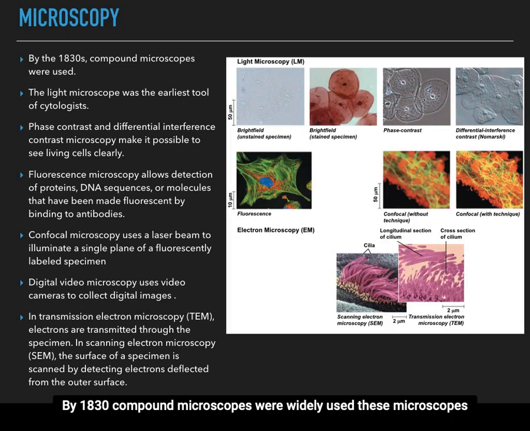By 1830, compound microscopes were widely used. These microscopes had two lenses. Both magnification and resolution were improved. Structures only 1 micrometer in size could be clearly seen. The light microscope was the earliest tool of cytologists, biologists who study cells. It allowed the identification of nuclei, mitochondria, chloroplasts, and other subcellular structures within cells.